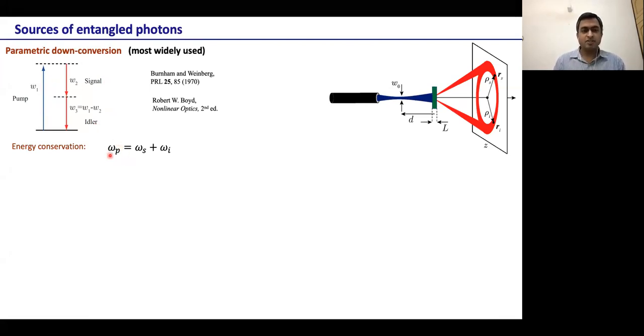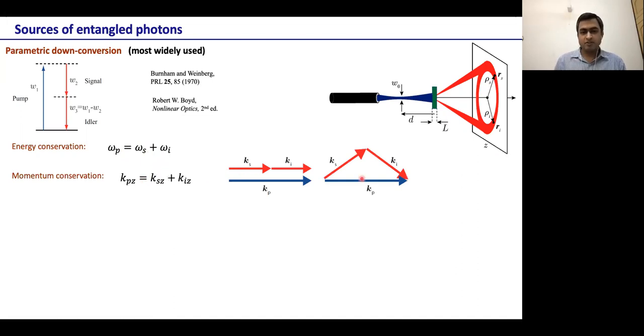That means the energy of the pump has to equal the energy of the signal plus idler. There is no constraint on what the energy or frequency of the signal could be, but if the signal is ωS, then the idler has to be ωP minus ωS. So energy is conserved. Similarly, momentum is also conserved: the momentum of the signal photon plus the momentum of the idler photon has to equal the momentum of the pump photon. Since momentum is a vector, you can have this conservation in different ways. They could both go in the same direction, which is called collinear, adding up to the momentum of the pump, or they can go in opposite or different directions and then add up to the pump momentum.